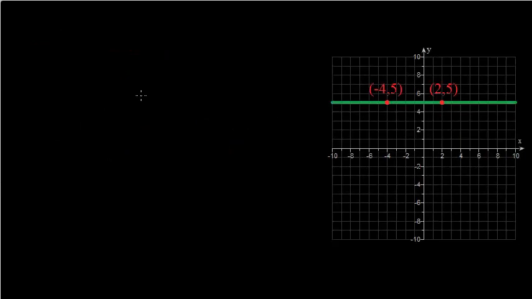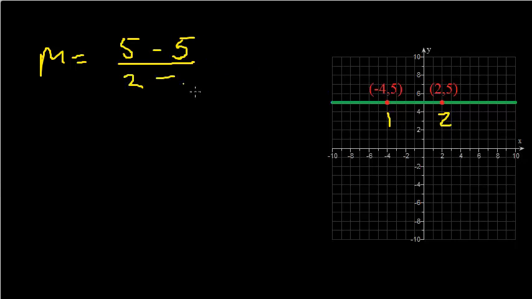I mentioned earlier that a horizontal line would have a slope of 0, so let's go ahead and verify this. So if I find my slope, my y2, again let's choose points here 1 and 2. So here y2 is 5 minus y1 of 5, my x2 of 2 minus my x1 of negative 4. 5 minus 5 is 0.